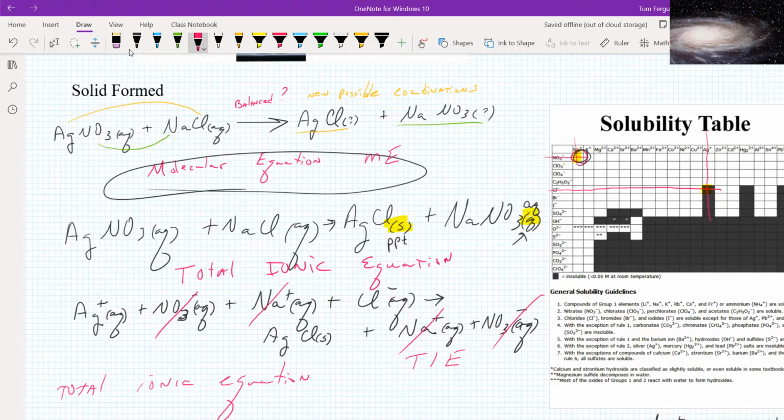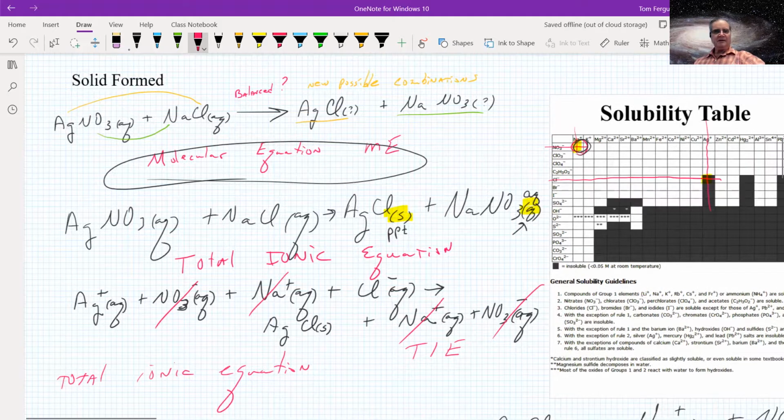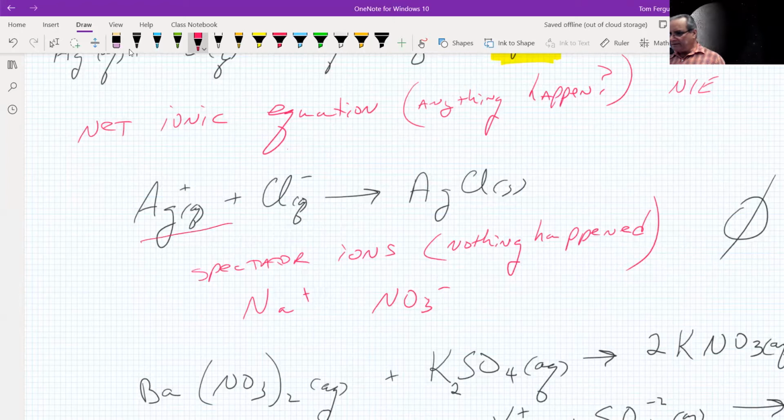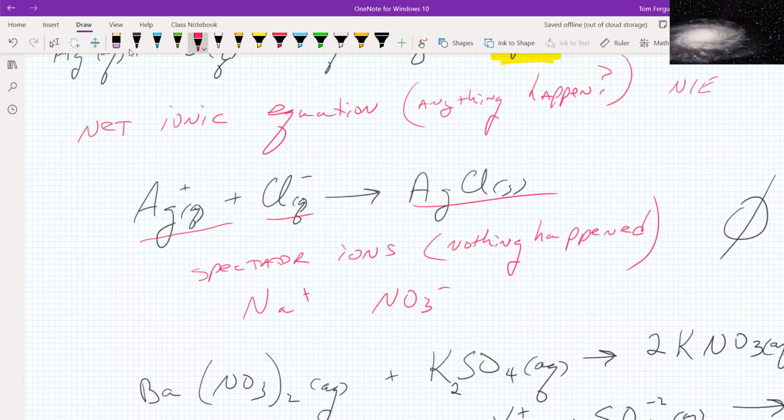And then what's left over is going to be the net ionic equation. In other words, if something happens, that's when you get a net equation. In this case, a solid formed, the silver chloride formed. So hence we have a net ionic equation.